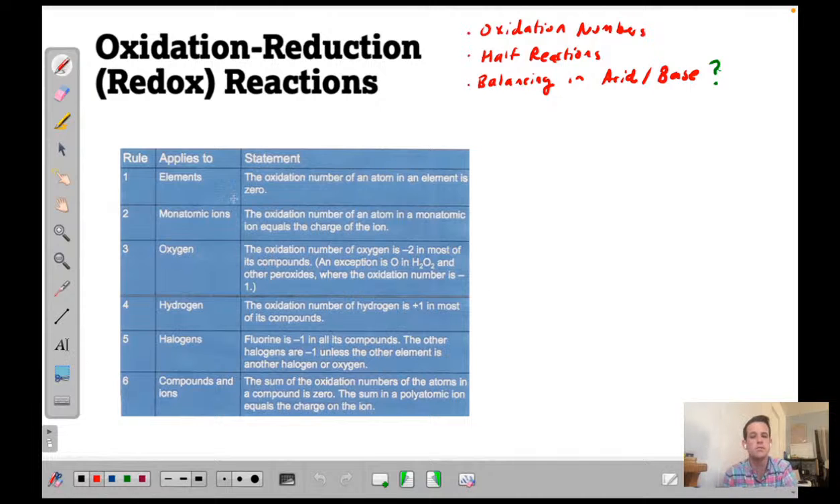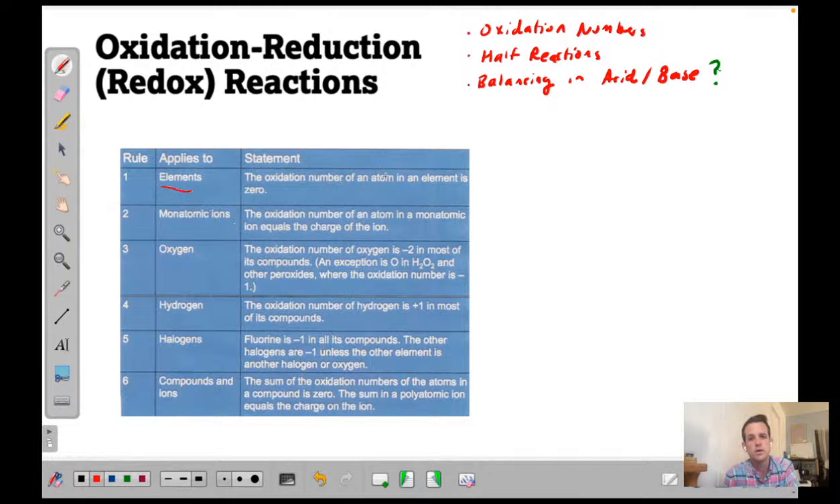More important than being able to balance them in acid and base, even if that did come up, is being able to apply the oxidation numbers. This comes up not just in redox, but I've seen standalone questions that just talk about oxidation numbers. So there are some rules here. You can't get away from them.